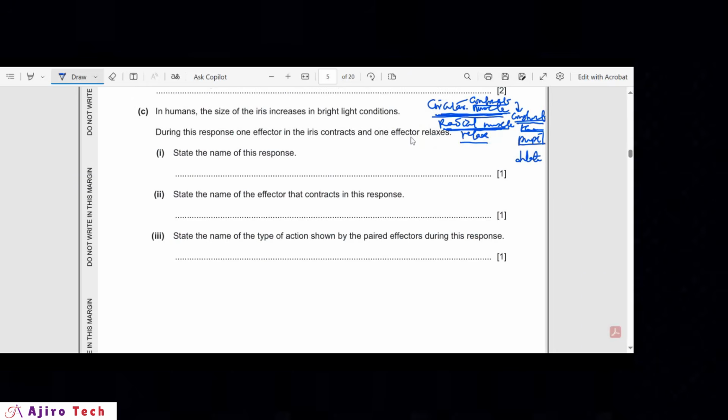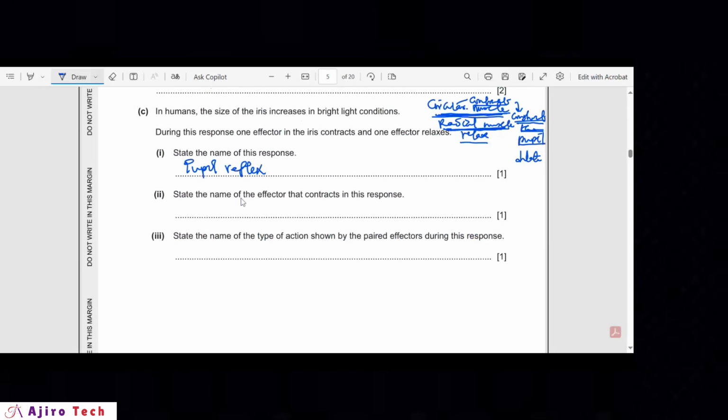Remember, when we talk about effectors, they can be muscles or glands, right? So in this case, the effector is a muscle, which is the iris muscle. So we're asked to state the name of this response. That's the pupil reflex. It's a reflex action because it is involuntary. We don't have control over it.